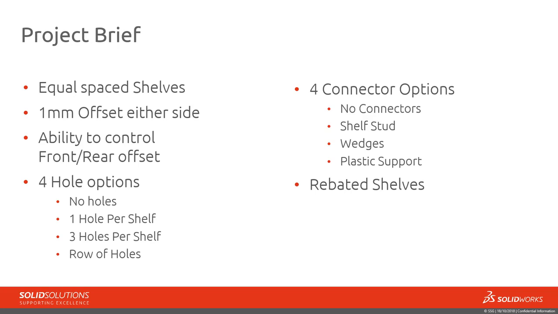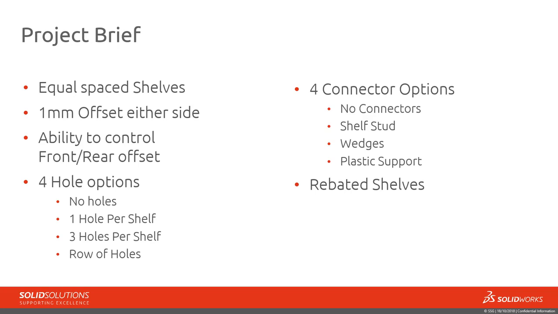And then looking at other alternatives as well, so the ability to control the front and rear offset. So in this particular example, if we were looking to put any electrical cabling up the back of the frame for the SWOODBox, then that's the ability to control the front and rear offsets.